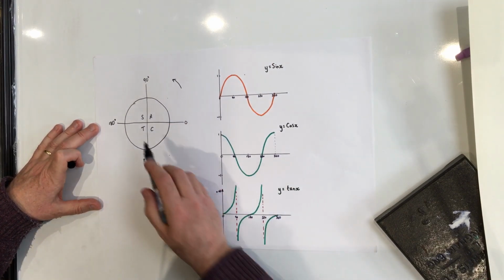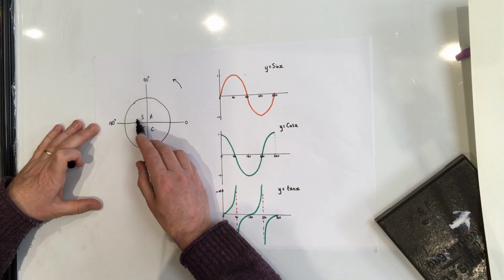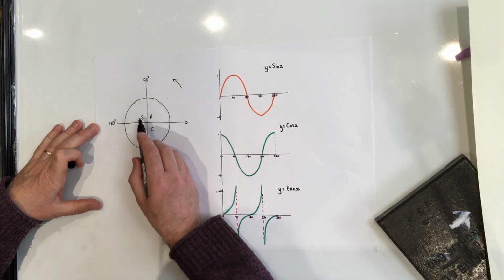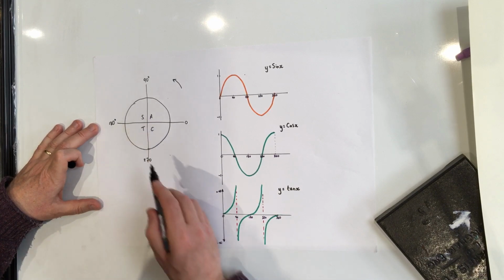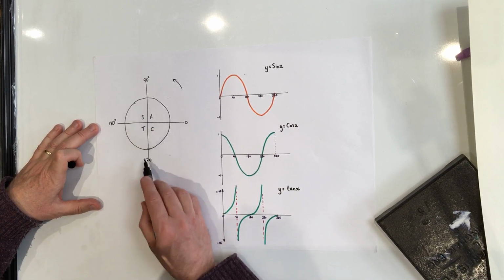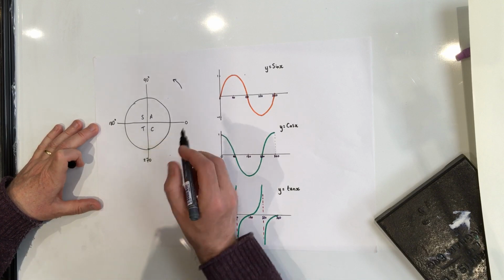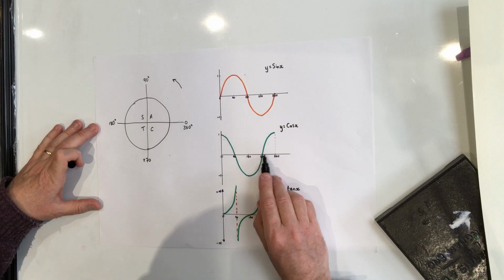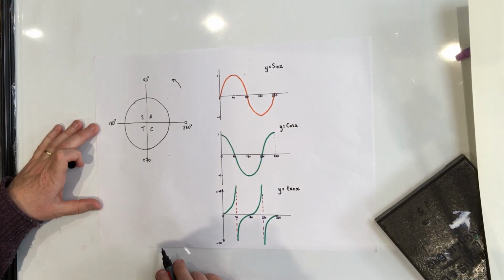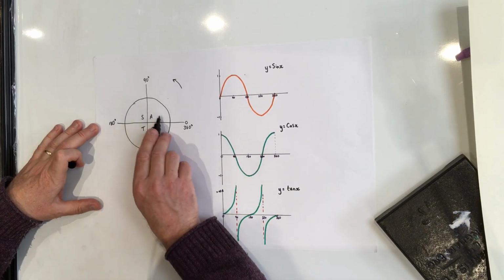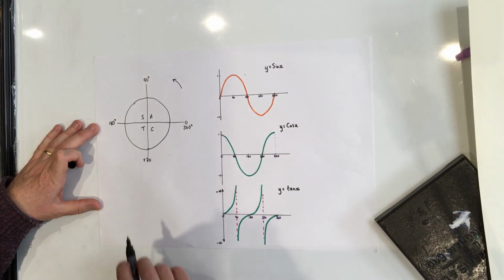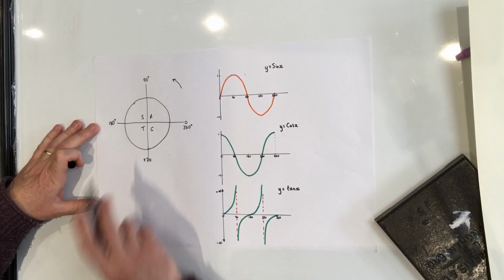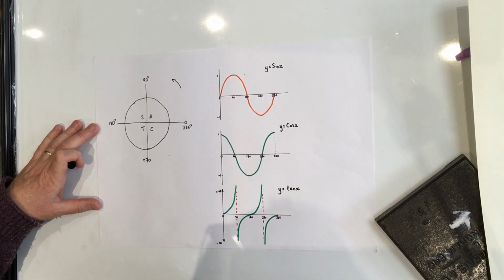Cos, however, in this region from 90 to 180 is negative, so it's not labelled here. Cos is positive in this region from 270 to 360. I'll add my 360 there. You can see from 270 to 360, cos is positive. Tan is positive, obviously, in this region, 0 to 90, and again in this region from 180 to 270, and there's the positive region.